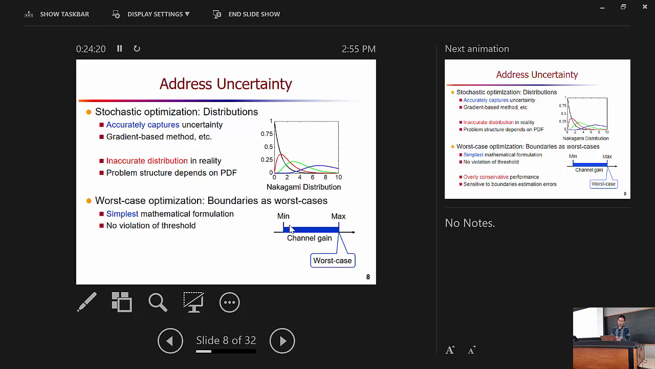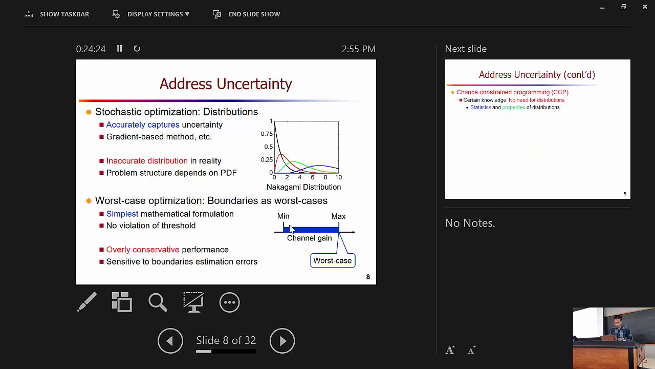And it's a guarantee that there will be no violation of the threshold. Because of the worst case, there will be no violation in any case. But it's very conservative on the performance side, because the worst case rarely appears. You only focus on that, so you are wasting a lot of opportunities. And it could be sensitive to the boundaries. If you put in errors there, that can lower your performance.